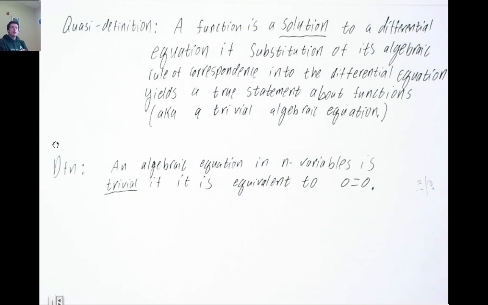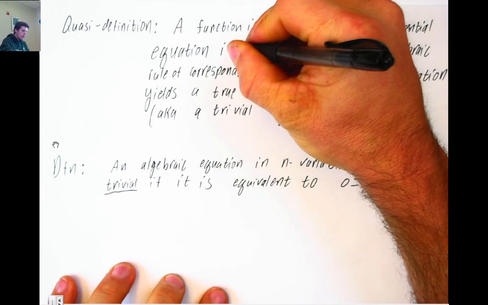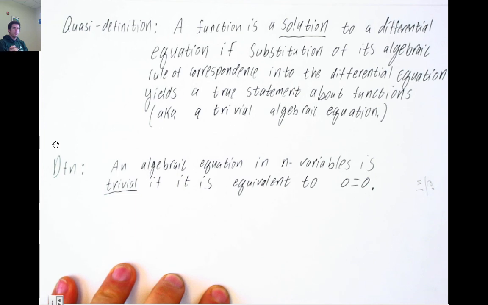A function is said to be a solution to a differential equation if substitution of the algebraic rule of correspondence of the function into the differential equation yields a true statement about functions. That is to say, for algebraic equations, solutions are ordered sets of numbers. For differential equations, solutions are functions. So a function is a solution to a differential equation if, when you substitute that function in, you get a true statement. Not a true statement about arithmetic, a true statement about functions.